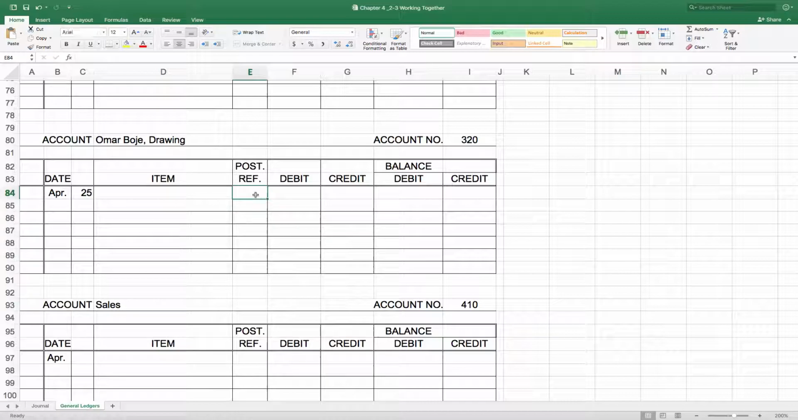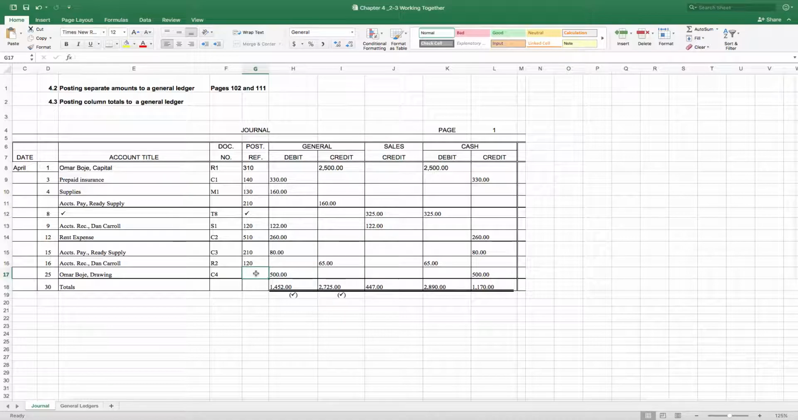Post reference of this general ledger is page 1 of the journal. $500 debit entry and a $500 debit balance. And we want to record that account number 320 in the posting reference section. All right, so we are finished posting separate amounts.